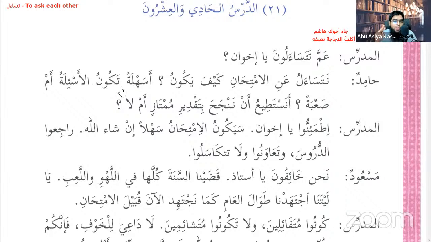Asahlatan takunu. And why did we bring this? Because in book 2 we learned when you're giving 2 options, you have to bring the first option after a and second option after am. Like I cannot say anta talibun am mudarrisun. Are you a student or a teacher? I cannot say that. I say am mudarrisun anta or atalibun anta am mudarrisun. That's how. Asahlatan takunu al-as'ila am sa'abatun. So while translating we say, will the questions be easy or difficult?